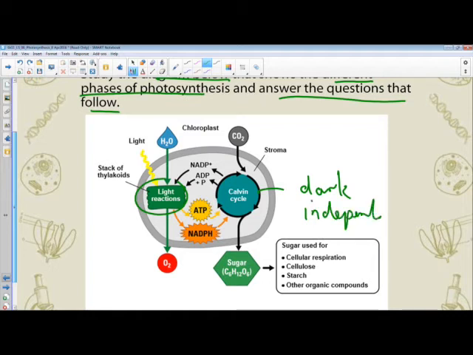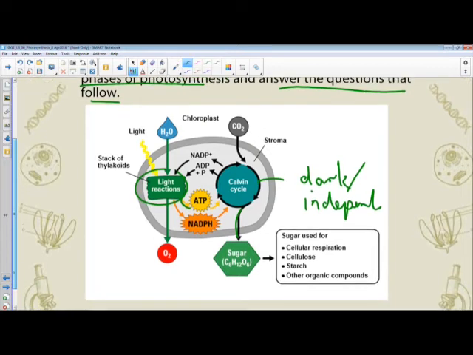And here we see the products that are being produced. So here we need water. It's producing oxygen as a waste product. Here we're seeing ATP and NADPH being produced in the light reaction that then go into the Calvin cycle or the light independent phase. And here we're seeing the products of photosynthesis being produced and carbon dioxide being needed for that. So cool, let's look at some of the questions that relate to this.